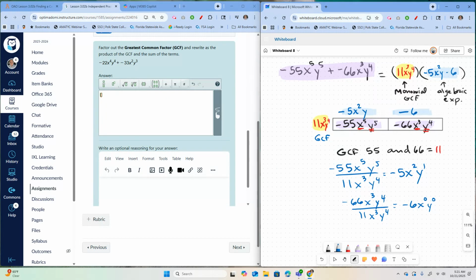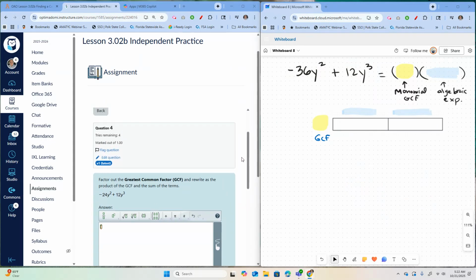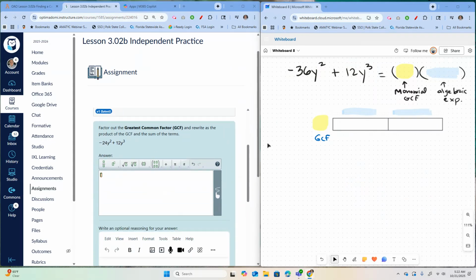Let's go to number 4. So here is question number 4. Okay, a similar one again. I'm going to take this algebraic expression and I want to write it as a multiplication. So I'm going to write the algebraic expression inside the box. Okay, so I'm going to put here negative 36y to the second. And here I'm going to put plus 12y to the third. I want to find the side of the boxes. So when I multiply, I get what is inside the boxes. That's what the two parentheses is saying.